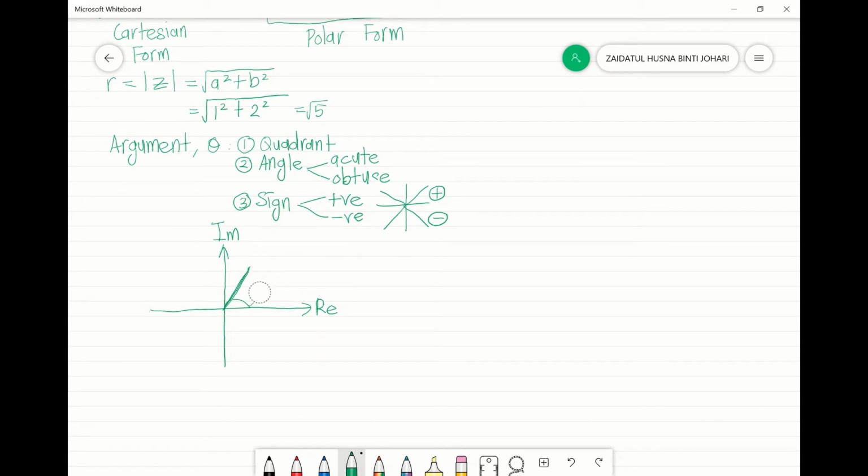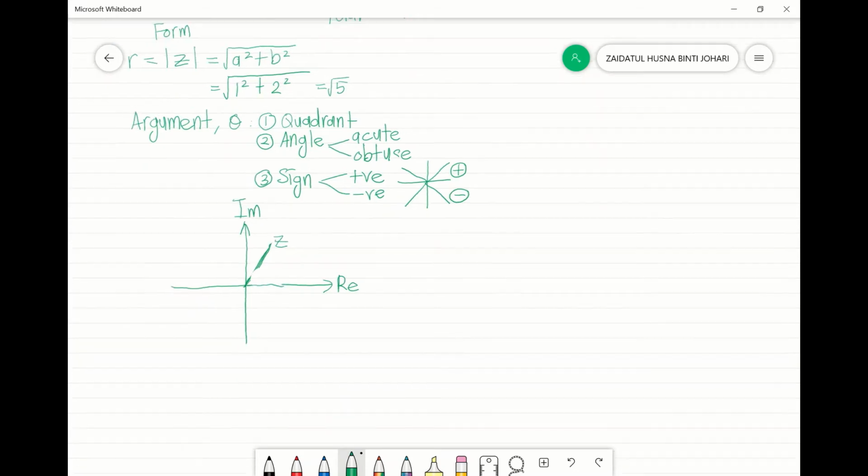So this is our z. Because, as I mentioned just now, the argument is always measured from the positive x-axis, you just go up here until you reach the complex number, then we can identify that this is our theta.